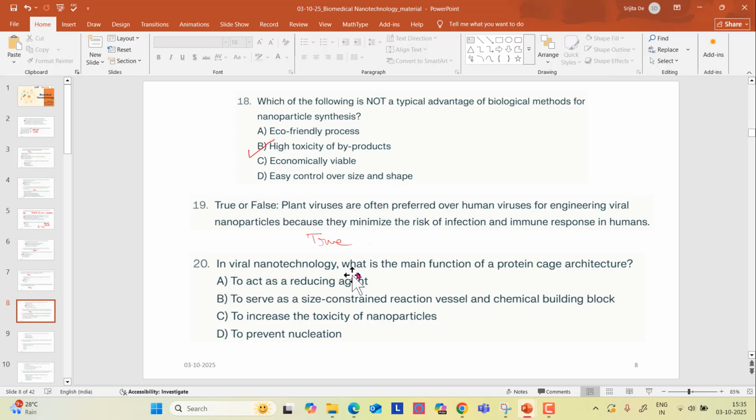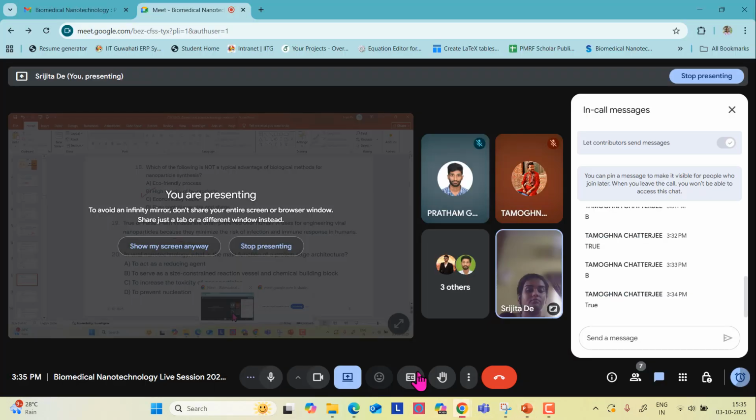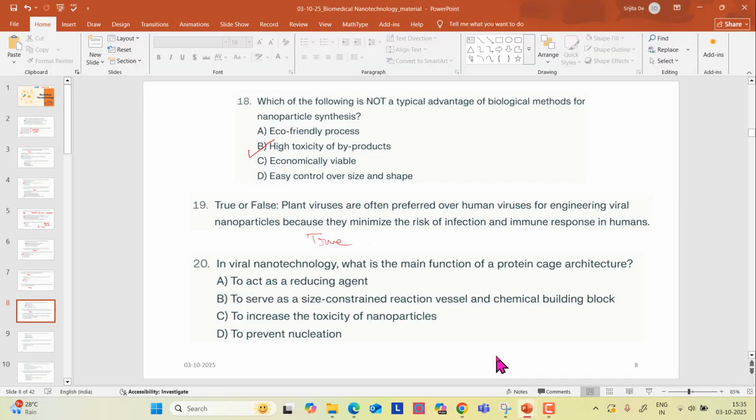In viral nanotechnology, what is the main function of a protein cage architecture? To act as a reducing agent, to serve as a size constrained reaction vessel and chemical building block, to increase the toxicity of nanoparticles, to prevent nucleation. Yes, it is the B. To serve as a size constrained reaction vessel.